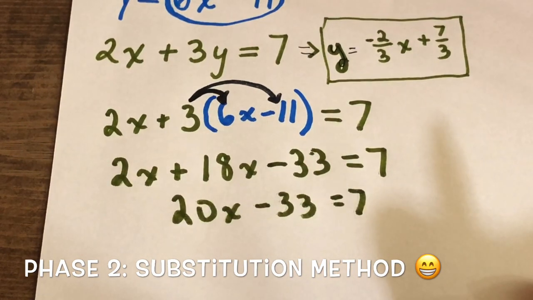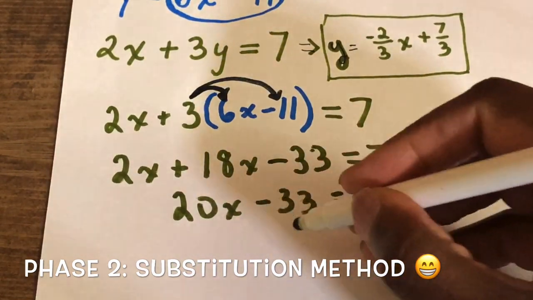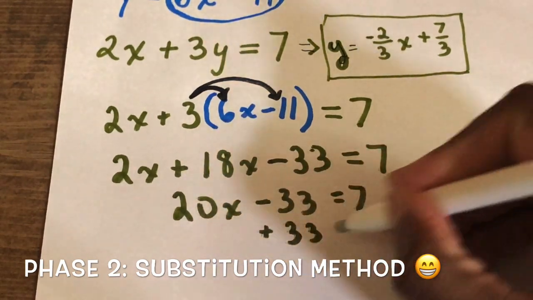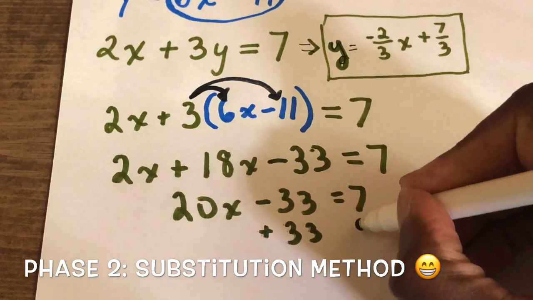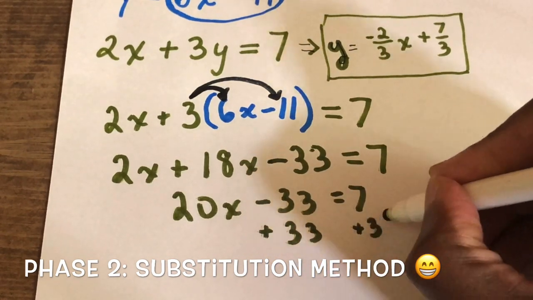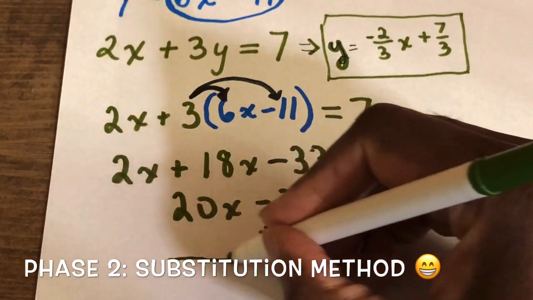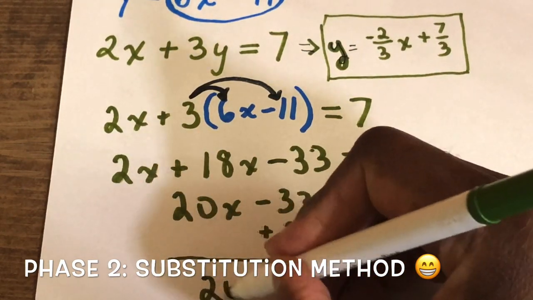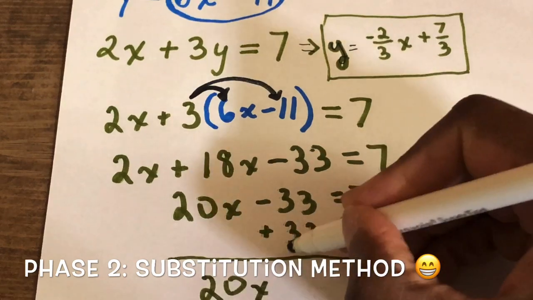And now my next step is going to be to add 33 on both sides in order to solve the equation. And remember, what you do on one side of the equation, you must do to the other side of the equation. That's right. So now I have 20x. Remember, this will cancel out.